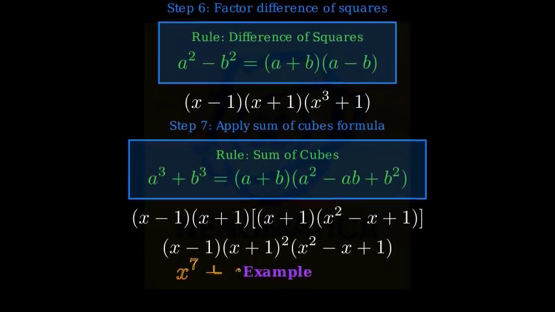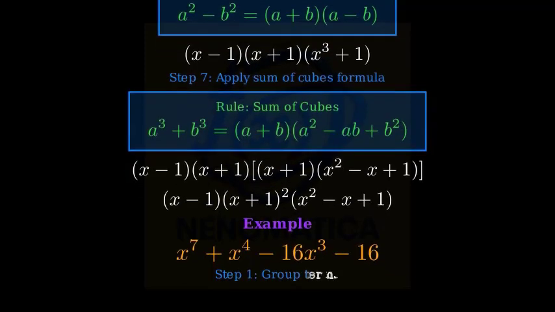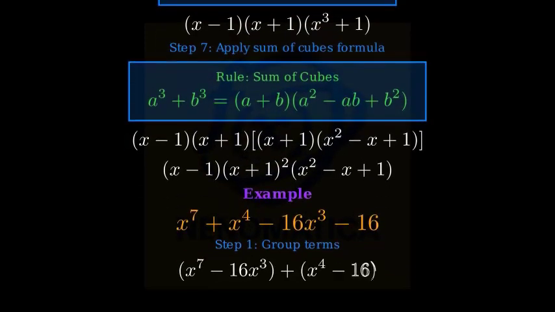Let's move on to our second example, x to the power of 7 plus x to the power of 4 minus 16x cubed minus 16. For this problem, we'll start by grouping terms to help with factorization. Let's group x to the power of 7 and negative 16x cubed together, and similarly group x to the power of 4 and negative 16 together.